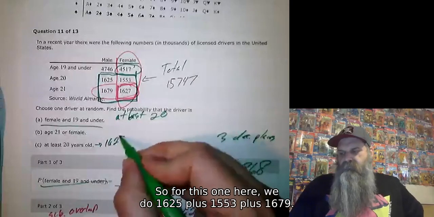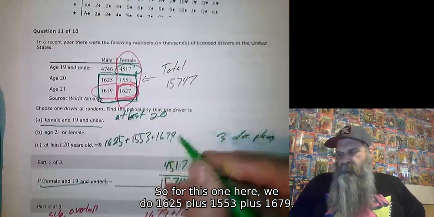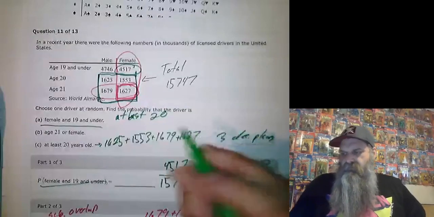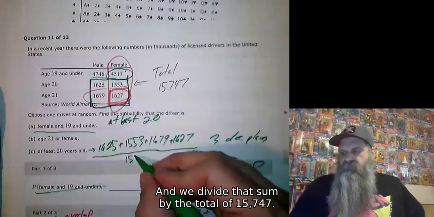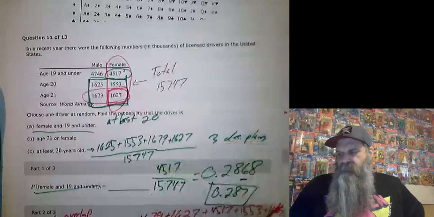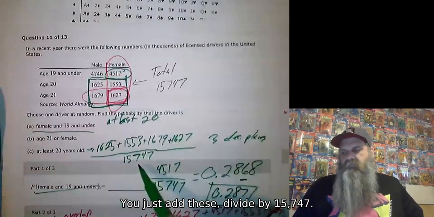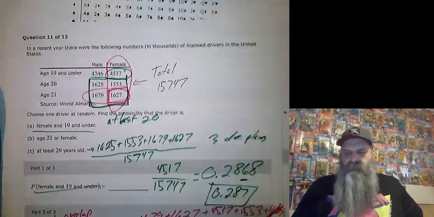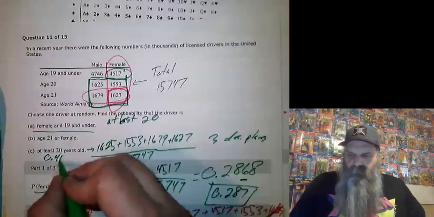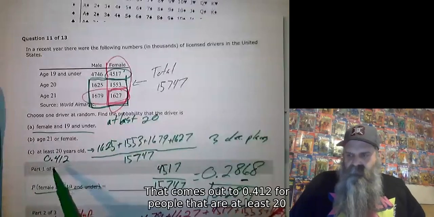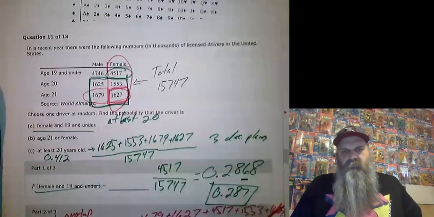So for this one here, we do 1625 plus 1553 plus 1679 plus 1627. And we divide that sum by the total of 15,747. So no overlap here. You just add these, divide by 15,747. And I will make you watch me put that in the calculator. That comes out to 0.412 for people that are at least 20 years old.